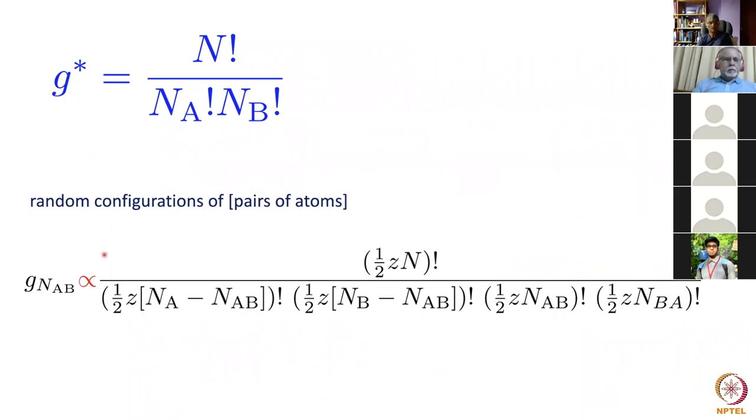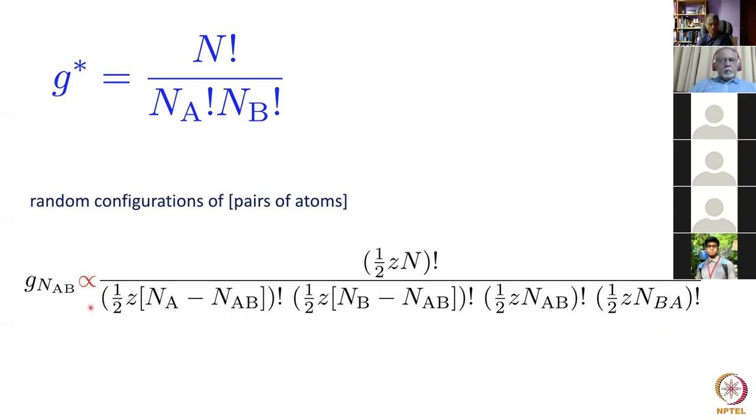Okay, now I can write, just as we did for a random solution here, where this is n factorial over nA factorial and nB factorial, the number of possibilities for having a certain number NAB of bonds in a mixture as this, which corresponds to this term here. Remember, we are dealing with pairs of atoms now, and that's why we have the coordination number and the half. And similarly, we divide by the AA bonds, the BB bonds, and we distinguish between the AB and BA bonds.